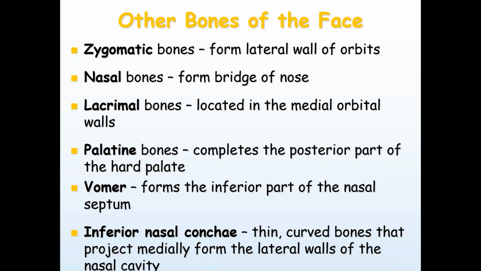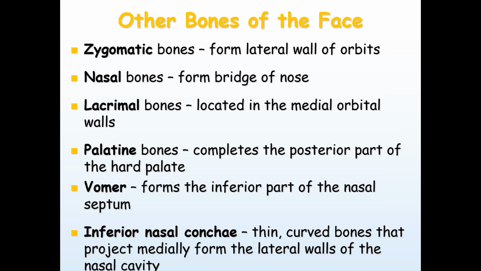Now, these bones here are going to make up the bulk of the face, okay? The ones we're looking at here. So the zygomatic bones, as it says, form the lateral walls of the orbits. Of course, you know that the orbits are where the eyes sit. So when you touch just below your eye, you're touching the zygomatic bones. It mentions the nasal bones, which help to form the bridge of the nose. And we mentioned lacrimal bones earlier, which are located in the medial orbital walls. What does that mean? Remember, medial means closer to the middle, right?